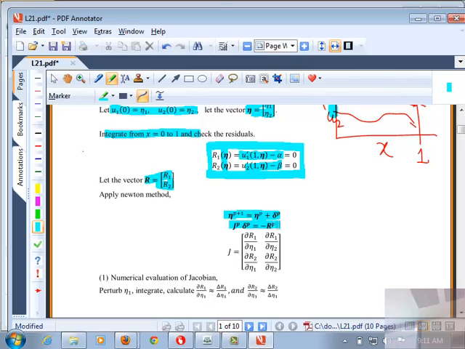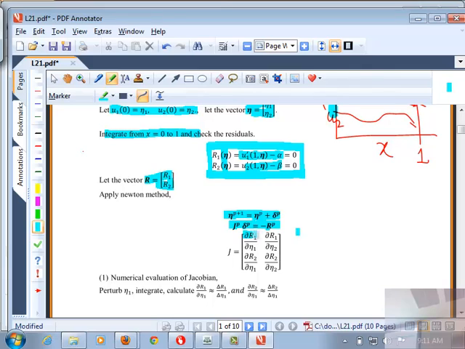Okay, let's look at this. So this is the Jacobian, and this is the correction, and that is the residual. So when the residual is 0, the correction must be 0 if J is non-singular, right? So J is the Jacobian, which contains these 4 partial derivatives that you see here.